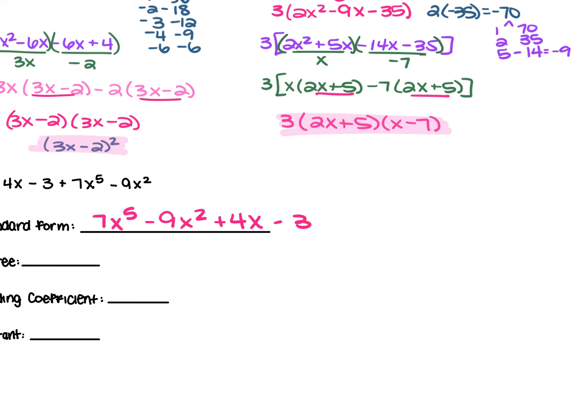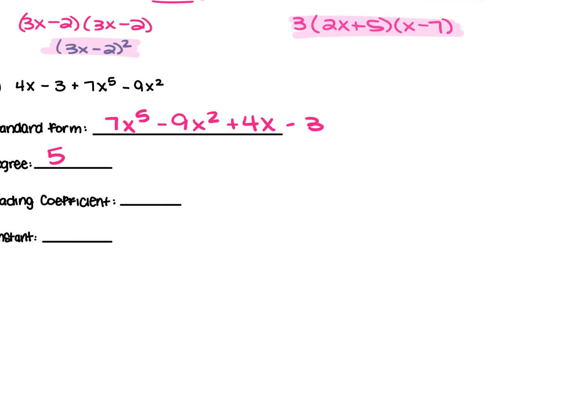Your degree comes from the first term's power. If there's more than 1 term, add the powers for the degree of that term. In this case, your first term in standard form is the 7x to the 5th power. The degree on that term is 5, so the degree of the entire polynomial is 5. Your leading coefficient also comes from the first term in standard form, so that's the 7x to the 5th power. It's just the coefficient part, which is the 7.